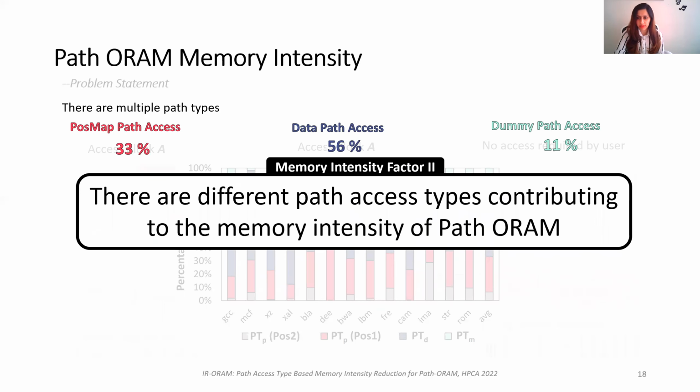So the second memory intensity factor of Path-ORAM is that there are different path access types other than data access that contribute to this intensity. Later on, we show how to tackle this problem: IR-ORAM reduces the number of each path type.